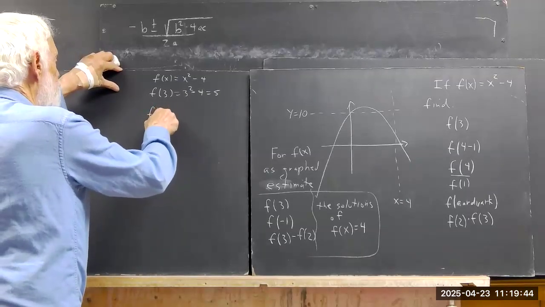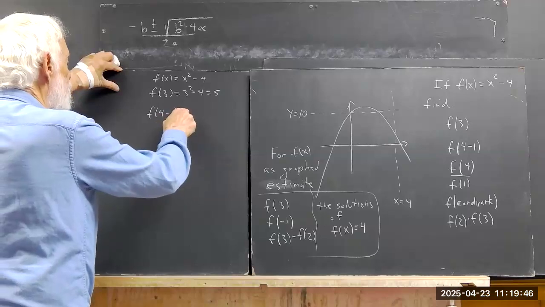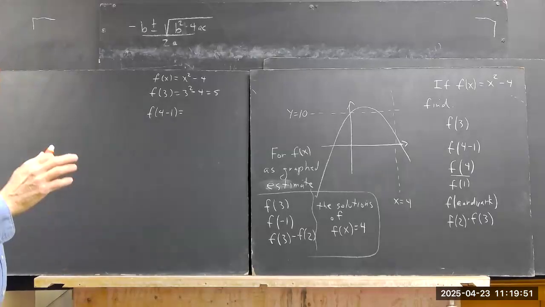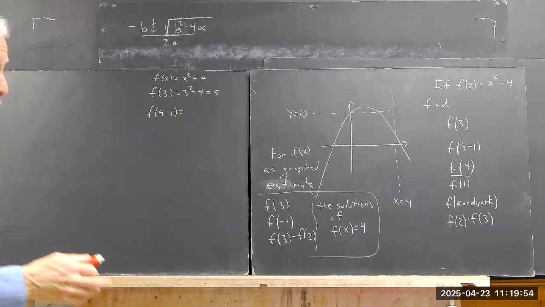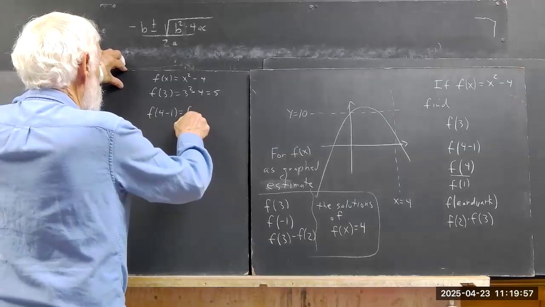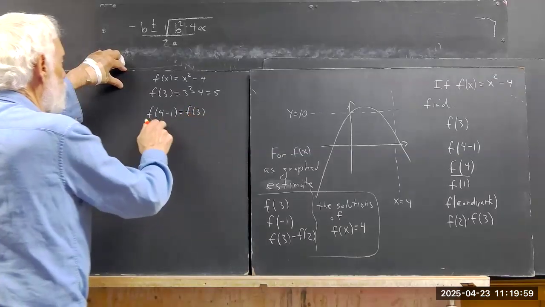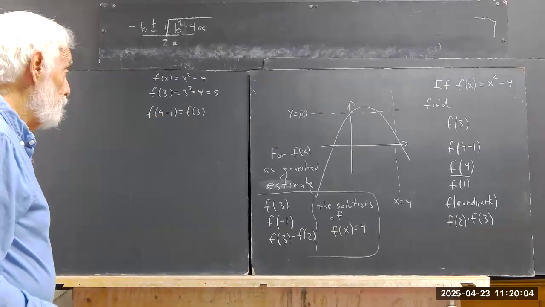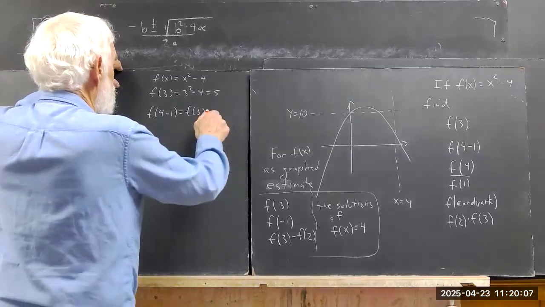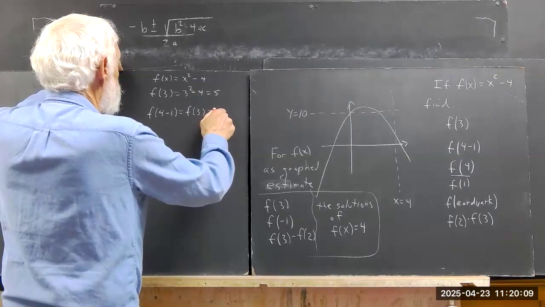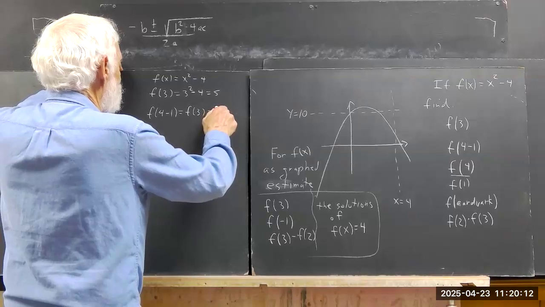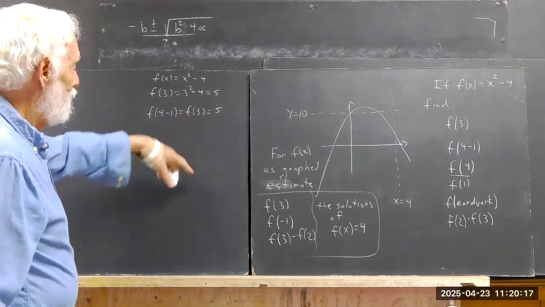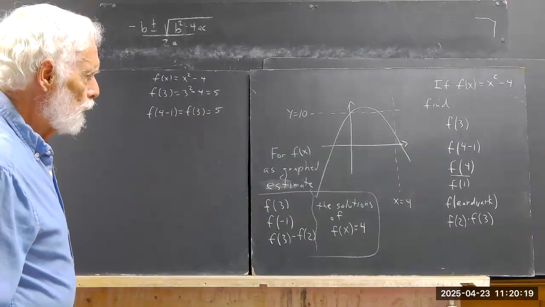Now f of 4 minus 1. It's not f of 4 minus f of 1. It's just f of 4 minus 1. And 4 minus 1 is 3. In other words, you don't have a distributable function notation. And f of 3 is, as we saw, 5. I thought I'd give you one that you'd already done, so you wouldn't have to do all that one.